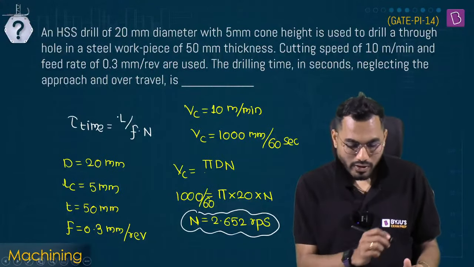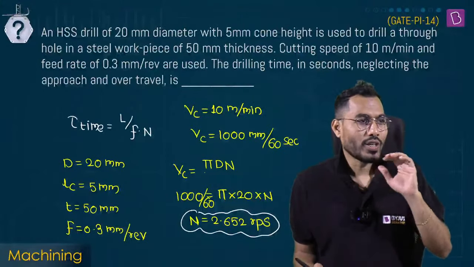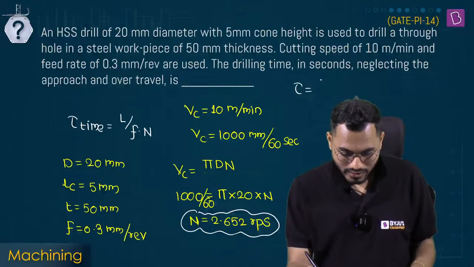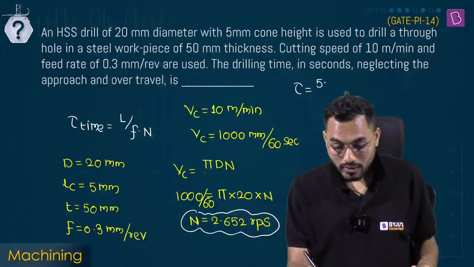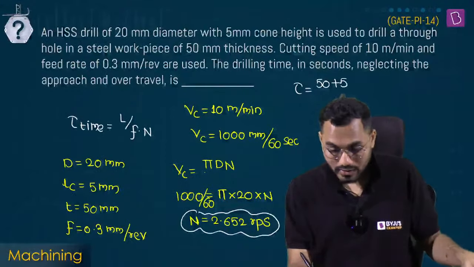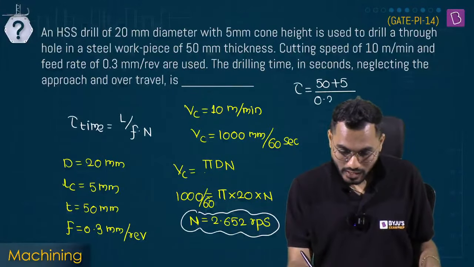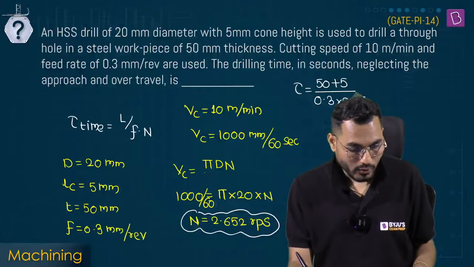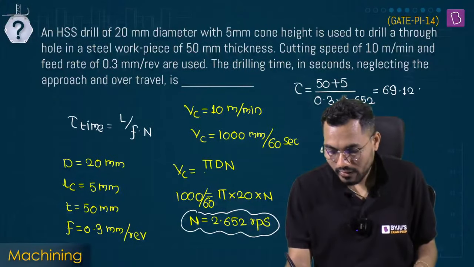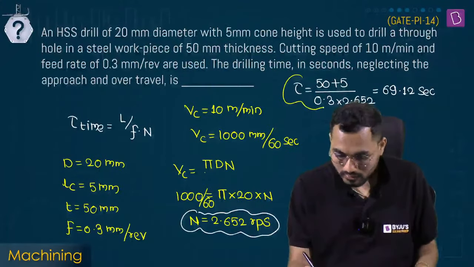Now you put the values here and the time is coming to 69.12, absolutely correct. I can write time equal to length, and the length is 50 plus 5. Approach and over travel have to be neglected, but the compulsory approach has to be considered. So 50 plus 5, divided by F into N, where F is 0.3 and N is 2.652. The answer is exactly 69.12 seconds. Is it okay, everyone?